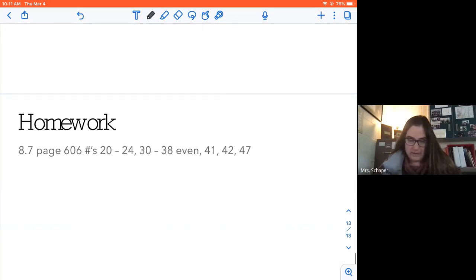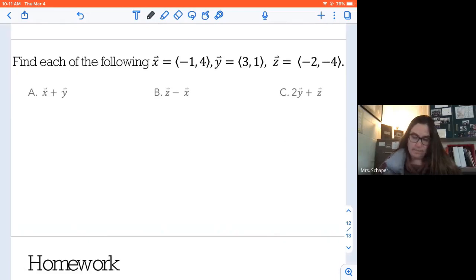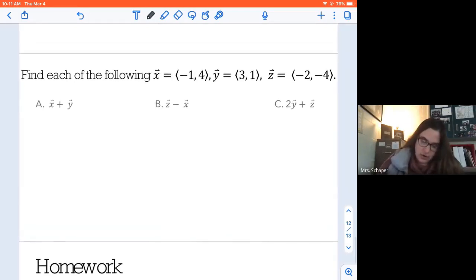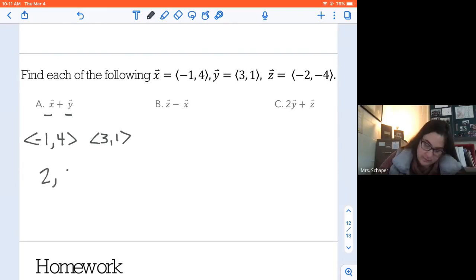All right, we're going to jump to vector operations. So, because the video is getting long again, I think. So here we go. So if I'm going to add x and y together, x is -1, 4, and y is 3, 1. If I'm going to add those two together, -1 plus 3 is 2, 4 plus 1 is 5, and there it is. All right, you're literally adding your x's, adding your y's.